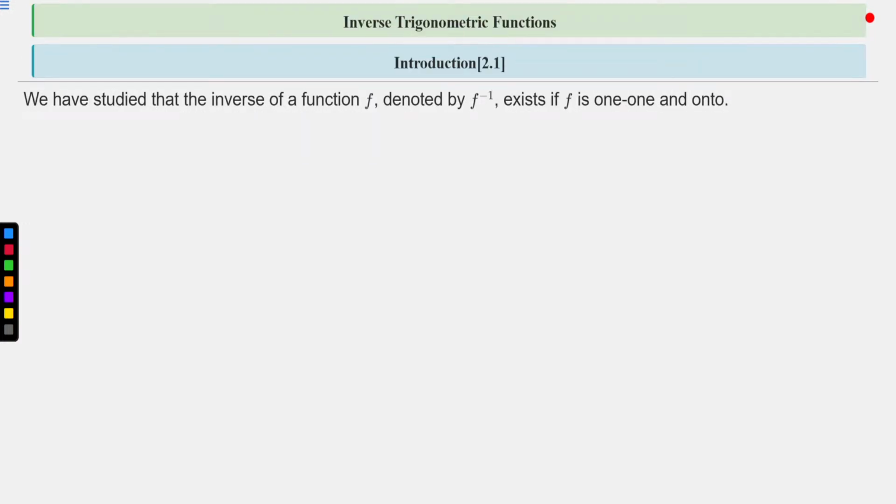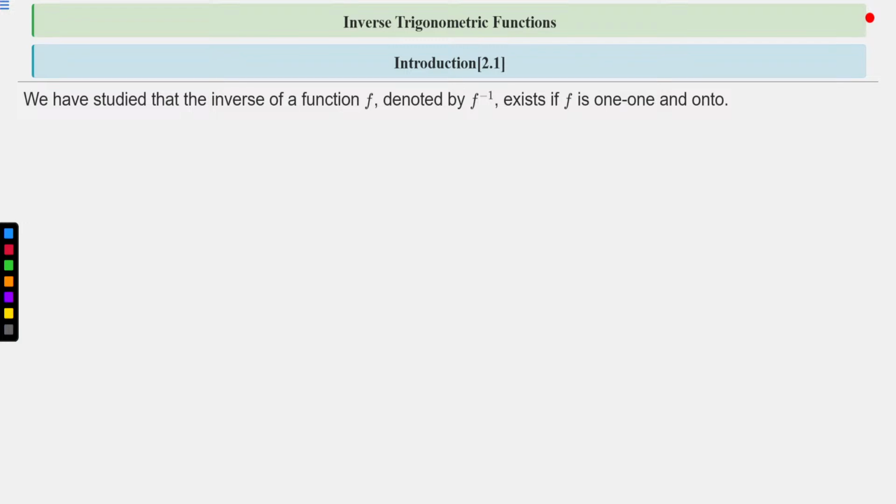So let us start with the introduction portion 2.1, right? We have already studied that the inverse of a function f is denoted by f inverse, right? And the inverse of a function will exist only if f is 1-1 and onto, right? So the inverse of any function f will only exist when the function is bijective, that is both 1-1 and onto, right?